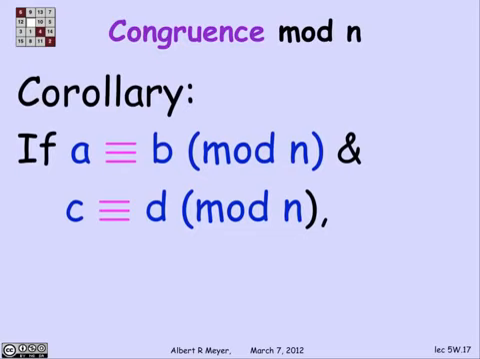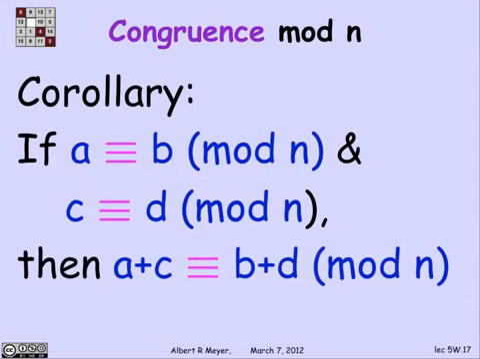It's a small step that I'm going to omit to go from adding the same constant to both sides to adding any two congruent numbers. So if A is congruent to B and C is congruent to D, then in fact A plus C is congruent to B plus D. So again, congruence is acting a lot like ordinary equality. If you add equals to equals, you get equals. And of course, the same fact applies to multiplication. If you multiply equals by equals, you get equals.